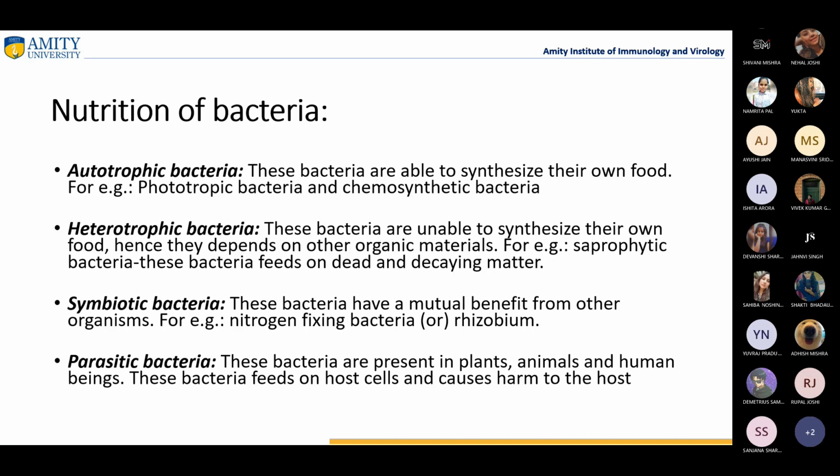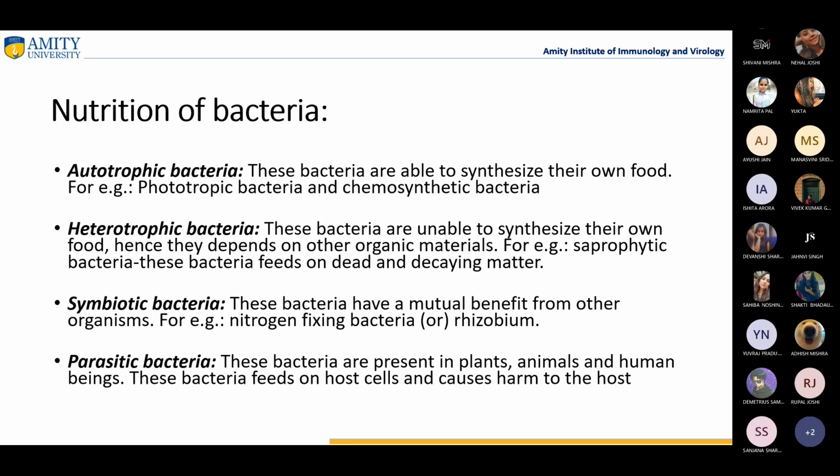And nutrition, if we talk about it, there are autotrophic, heterotrophic, symbiotic and parasitic bacteria. Autotrophic, as the name suggests, are able to synthesize their own food, and heterotrophic are unable to synthesize their own food. They depend on organic material, such as saprophytic bacteria. These feed on dead and decaying matter. Then there are certain symbiotic bacteria also. That means they gain a mutual benefit from other organisms. Nitrogen fixing bacteria or Rhizobium come under this group.